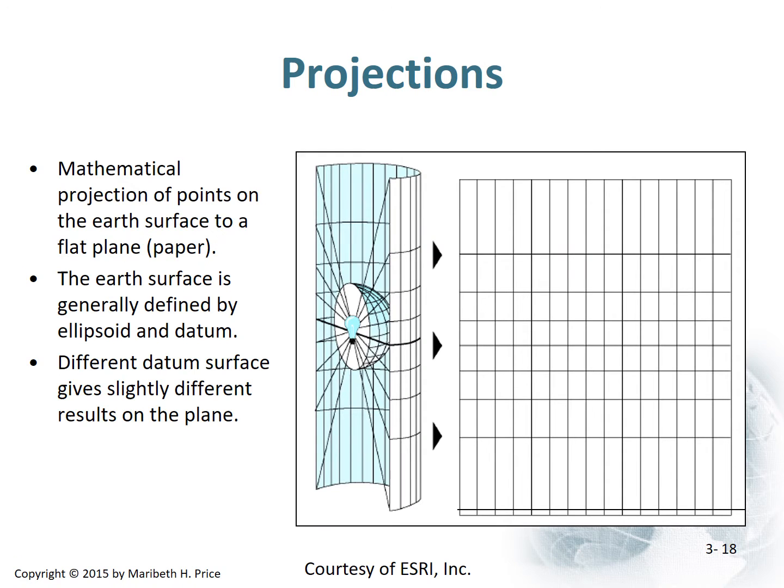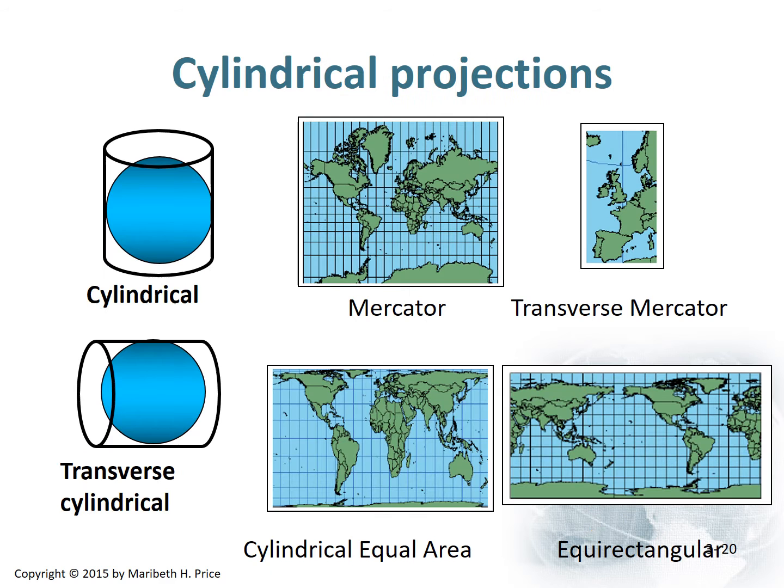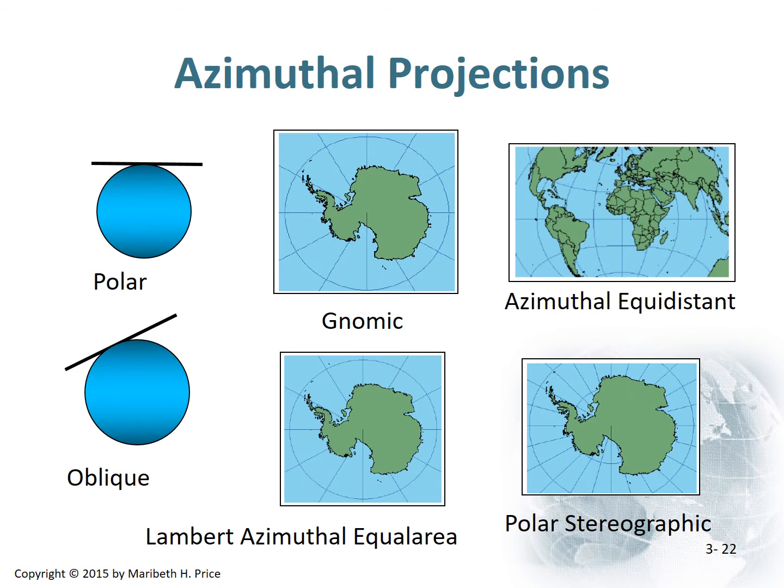Projected coordinate systems is what we do to take the nice round globe and create the flat map. 3 basic types of projections: cylindrical, conic, and azimuthal. These are some examples. You can see how cylindrical would be like Mercator or transverse Mercators when the cylinder runs in the other direction. Conic, things like Lambert conformal conic or equidistant. Azimuthal are where you literally just see the plane touching the surface of the globe.